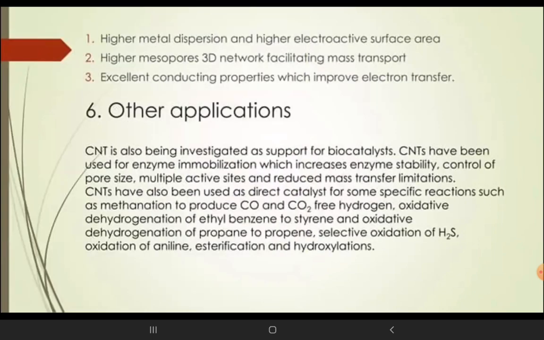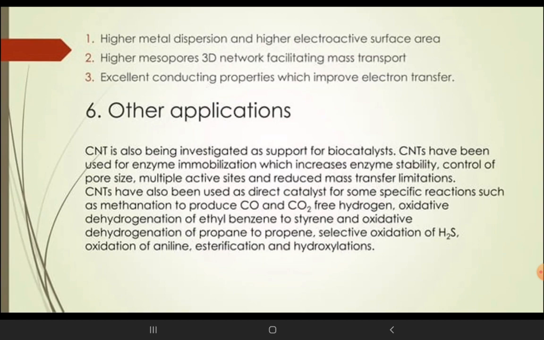And among the other applications, CNT is also being investigated as support for biocatalysts. CNTs have been used for enzyme immobilization, which increases enzyme stability, allows control of pore size, provides multiple active sites, and reduces mass transfer limitations.